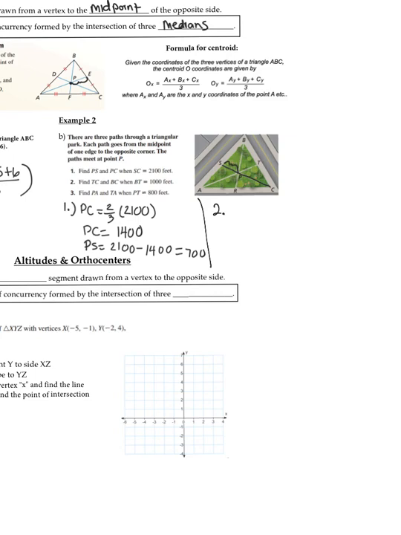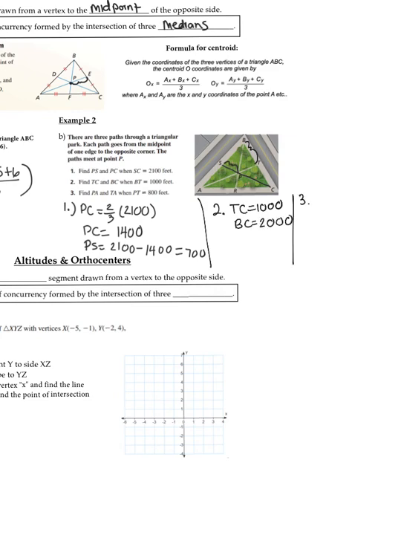All right, so for part 2, it says find TC and BC when BT is 1,000. So if BT, which is right here, is 1,000, and we know that AT is a median, and that means that T would have to be the midpoint, right? So if T is the midpoint, then that means that BT and TC are going to be congruent. So if BT is 1,000, then so is TC. To find that entire segment, BC, you would simply multiply it by 2. So BC would simply be 2,000.